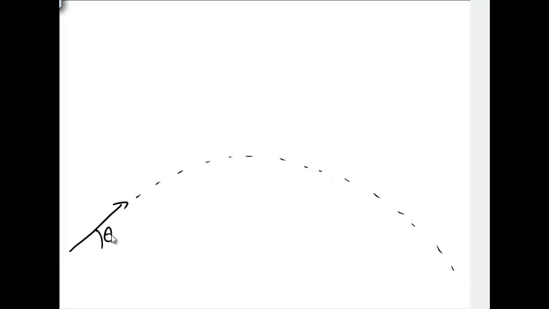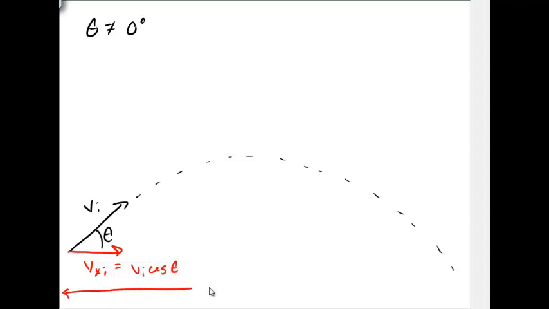Every other case assumes a non-zero launch angle. I'm launching it into the air with some initial velocity. And so I'm going to keep my color scheme the same. What do we see here? Well, this does have some initial x velocity. And from the last podcast, we know that that's equal to Vi cos of theta. If you know the launch angle and you know the launch speed, you can tell me how fast it's moving to the right.